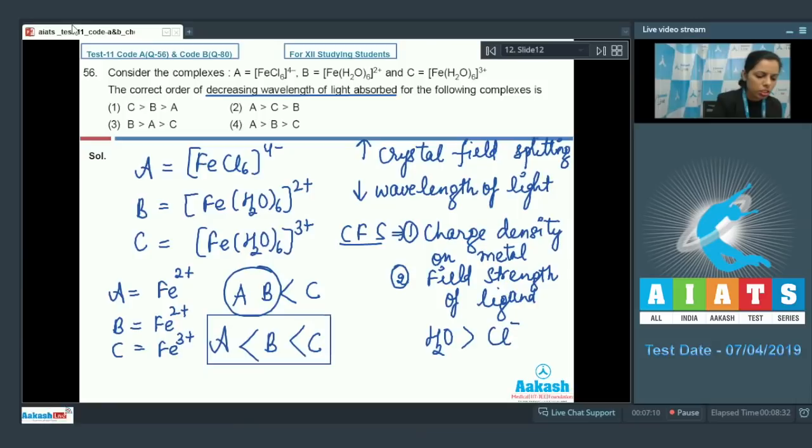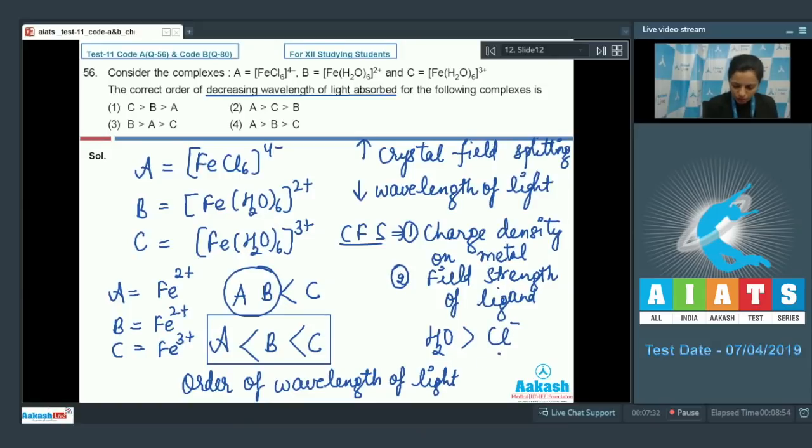of the crystal field splitting, and as this is the order of crystal field splitting, then definitely the wavelength of light would have the opposite, reverse order. It means first A would be there, then B, and then C. Where is this order given? This order is correctly given here in option 4. So just choose option 4 as your correct answer for this particular question.